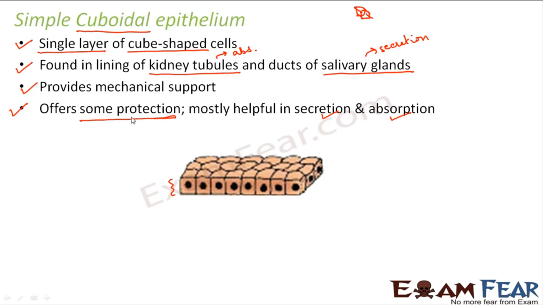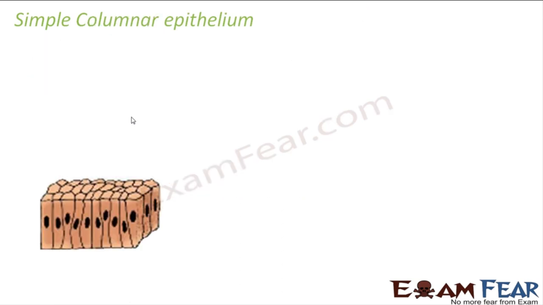So now you are understanding how each type of epithelium has a specific purpose. Like the simple squamous epithelium, what is the main purpose? Passage of materials. For simple cuboidal, what is the main purpose? Absorption and secretion. Right? Let us now look at the third type, that is the simple columnar epithelium.